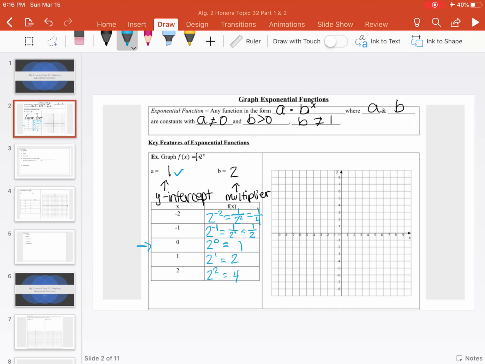Now we're going to plot them on an axis just like we would beforehand. On a graph, we will use our axes. So we can go over -2, up 1/4, over -1, up 1/2, over 0, up 1, over 1, up 2, over 2, up 4, and this pattern is just going to keep continuing. So it's just going to keep extending there, and that is our first exponential function.